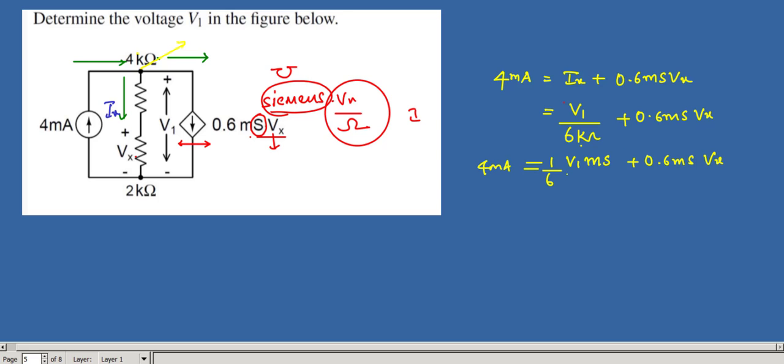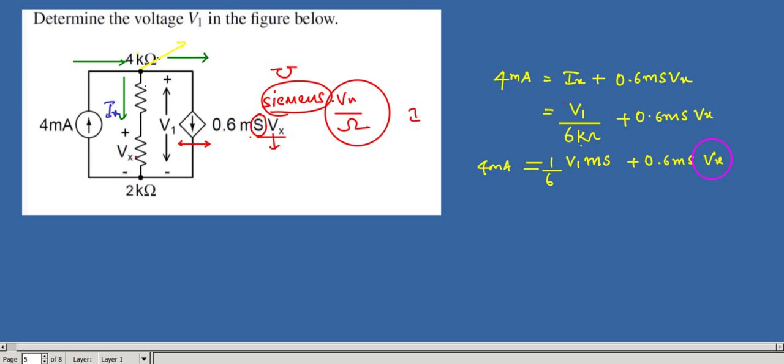So I want to find V1. Okay, so here unknown variable is Vx. What is unknown variable here? Vx. Two unknown variables are there. If I found this Vx in terms of V1, then I get the answer V1 very easily. Okay, let's see here.